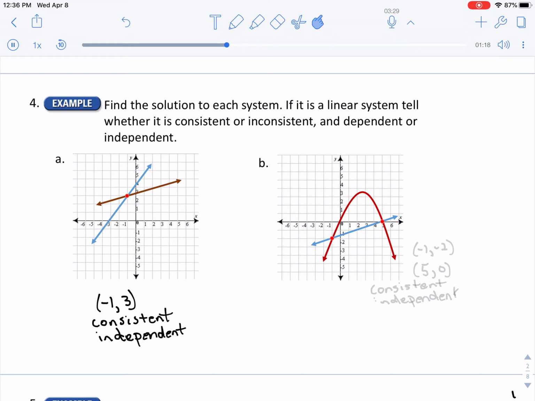All right, let's go to B. It has two solutions. The first system was a linear system. The second one is not linear; it's a linear and a parabolic. But we have two solutions. The first one, where the red point is, is (-1, -2). So there's one of our solutions. And the other one is the ordered pair (5, 0). So there's our two solutions. If it has at least one solution, then it's consistent, and these two are independent of each other.